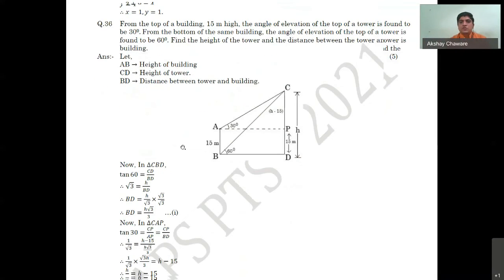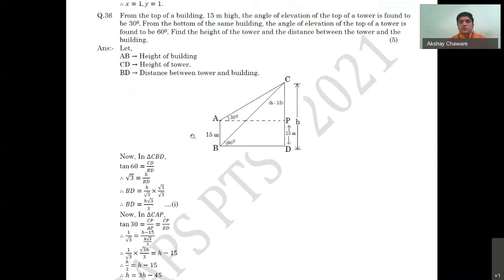Now the next question is of applications of trigonometry. From the top of a building 15 meters high, the angle of elevation of the top of a tower is found to be 30 degrees. From the bottom of the same building, the angle of elevation of the top of the tower is found to be 60 degrees. Find the height of the tower and the distance between the tower and the building.